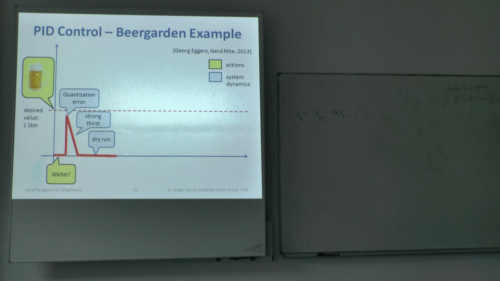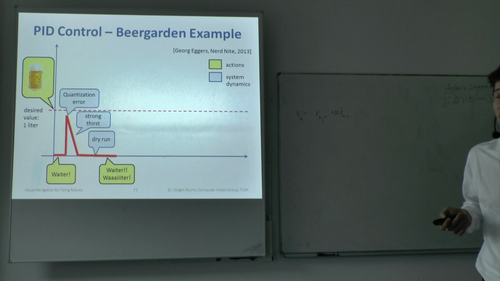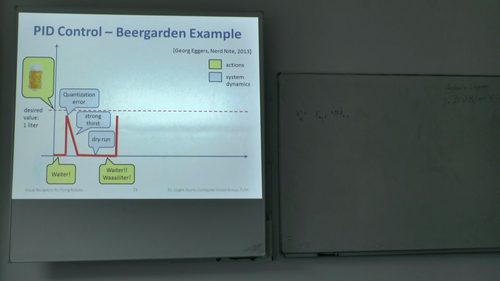So this is the so-called dry run of your system, where it is saturated. You have to call for the waiter again. You get the next beer, and it suffers again from the same quantization error as before. You drink a little bit and then you get a second beer, which leads to this overshoot. So now we are far beyond our desired value.